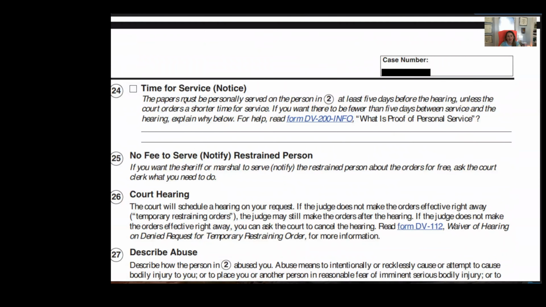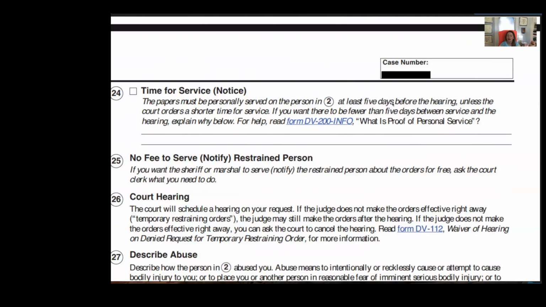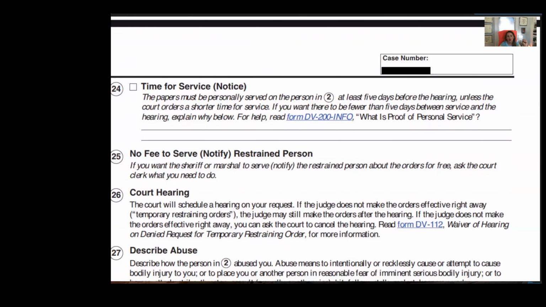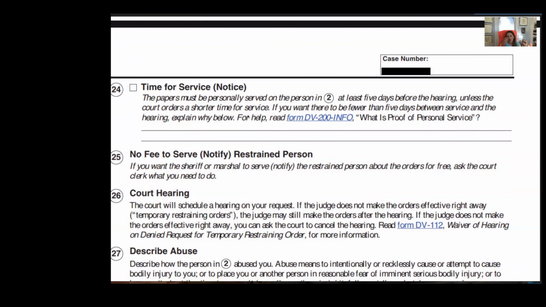Time for service. Time for service means you're asking the court how quickly you need to serve the paperwork, the temporary restraining order, to the other side. The paper must be personally served on person number 2, the perpetrator, at least 5 days before the hearing. It doesn't say business days. 5 days could be the weekend plus 3 days, unless the court orders a shorter time for service. If you want there to be fewer than 5 days between service and the hearing, explain why below.